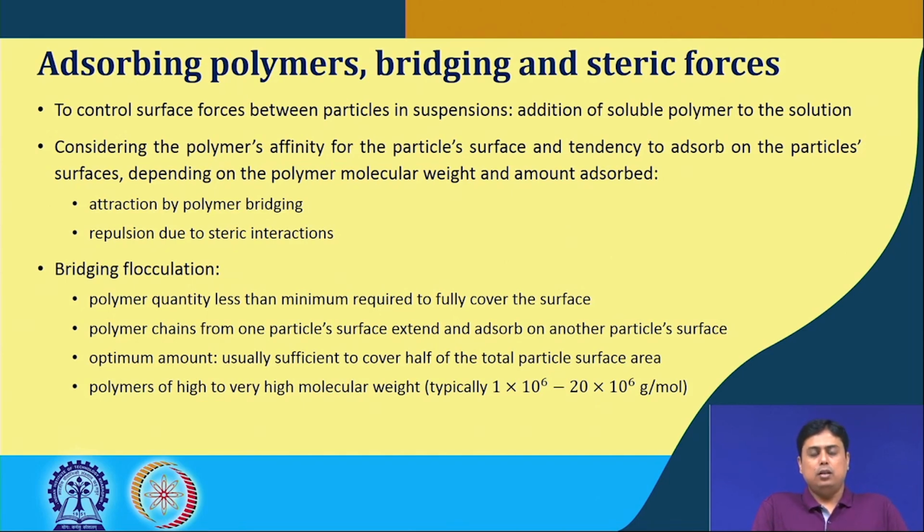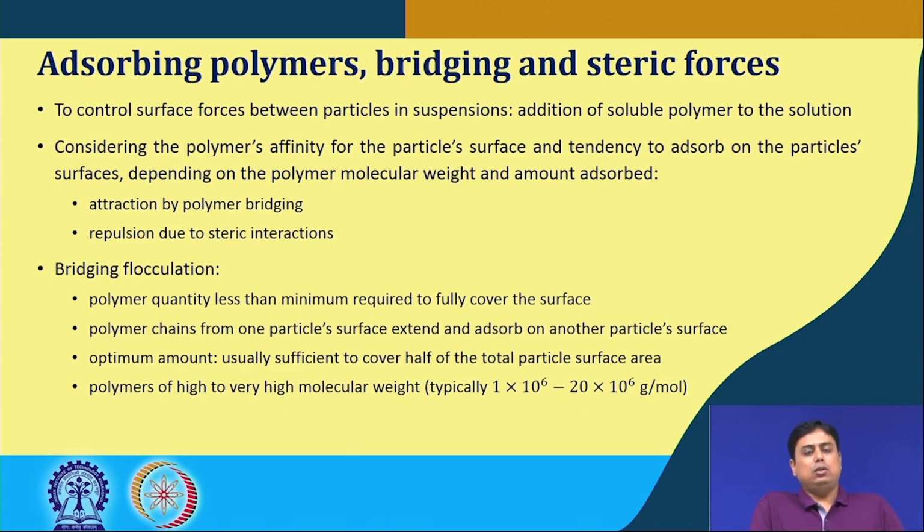When the polymer quantity poured into the solution is less than the minimum required to cover the full surface of the particle, in that case, what happens? The polymer chains from one particle's surface extend and adsorb on another particle surface, and this creates a polymeric bridge between particles, which is attractive in nature.